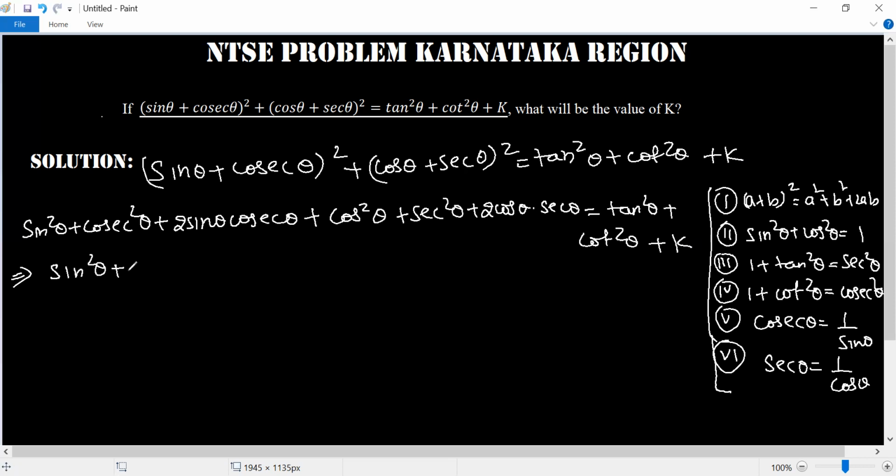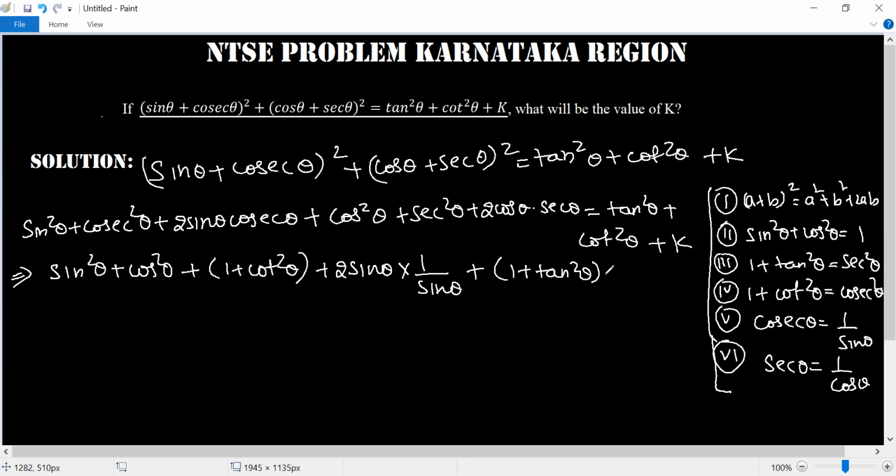I'll get sin square theta plus cos square theta, I'm writing them together, plus cosec square theta. In place of this, I'll write 1 plus cot square theta plus 2 sin theta into cosec theta. I told you it's 1 over sin theta. Plus cos square theta I've already written. Now sec square theta can be written as 1 plus tan square theta plus 2 cos theta into 1 over cos theta, and the right hand side as it is.